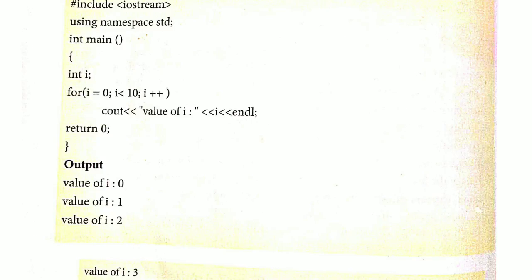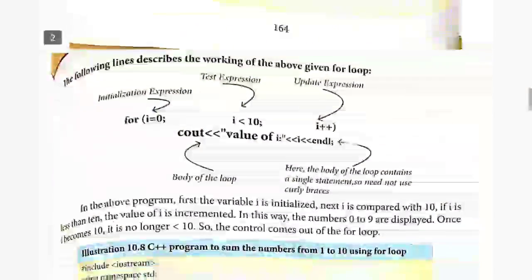After the execution of the statement, it will go back to the update statement and update the value of i. Now the value of i is 1. It will check the condition: 1 is less than 10, the condition is true, so the value of i will be printed. This will keep on going until the value of i is 11. 11 is less than 10 is false, so it will get out of the loop. This is what is explained here.